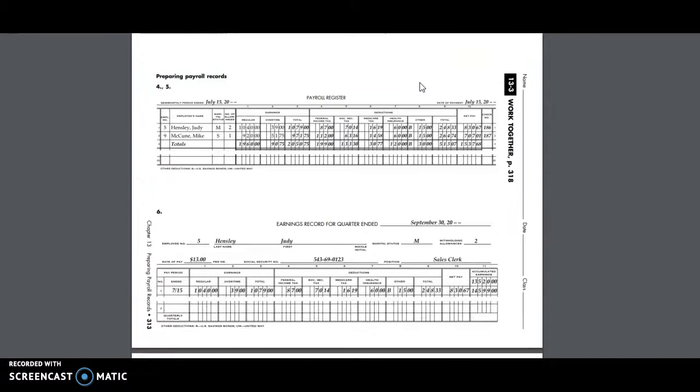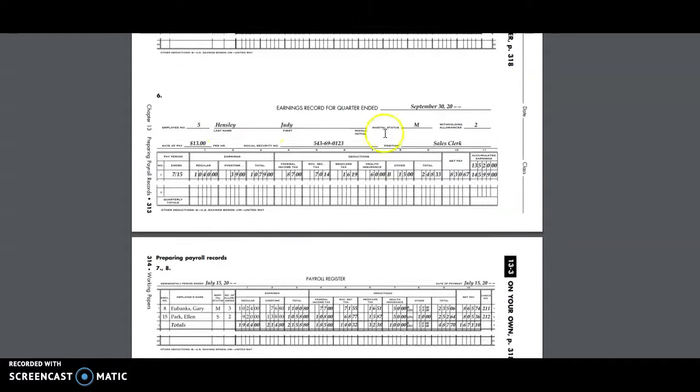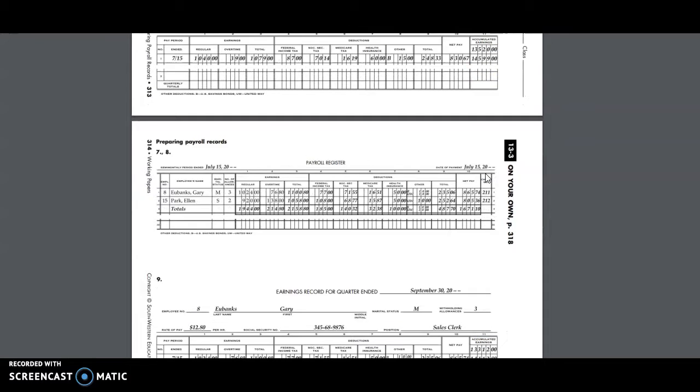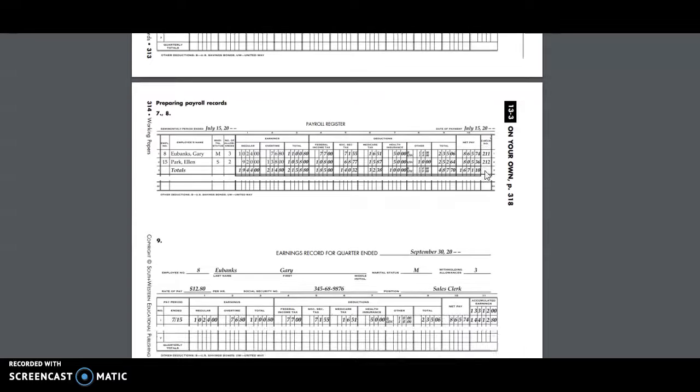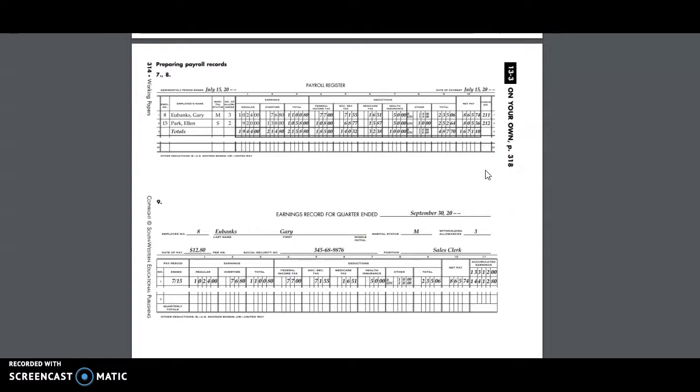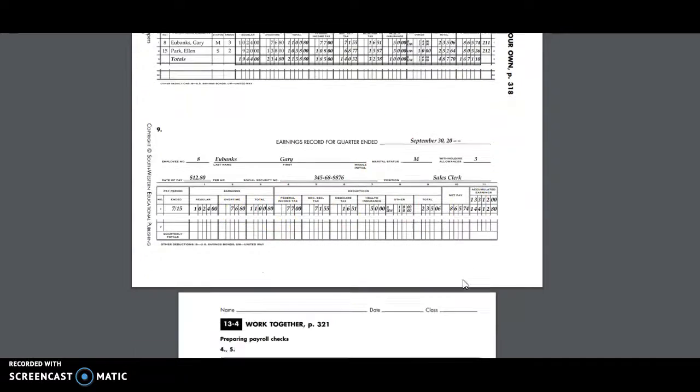And then in 13.3, you were to complete the payroll register for the payroll period, July 15th. I believe we did that one together. And then you were to transfer the information to Judy Hensley's earnings record. Again, we did that together. And then for the on your own, there was the two people. You had to do their payroll register, calculate the information, and then transfer Gary Eubanks into his earnings record.